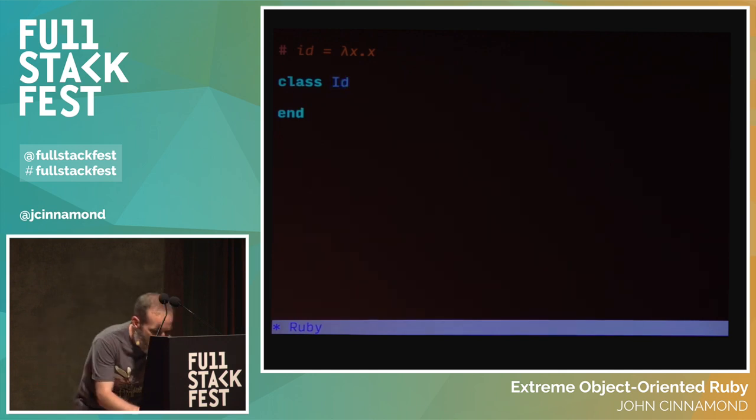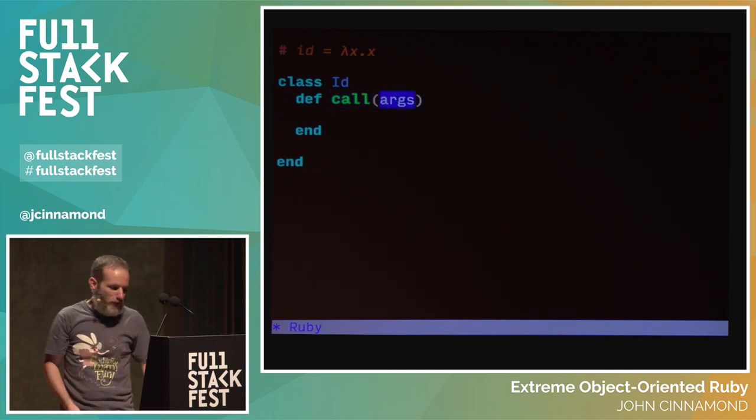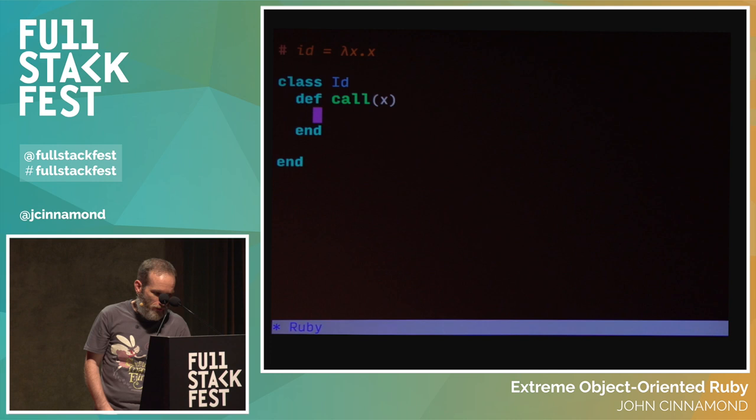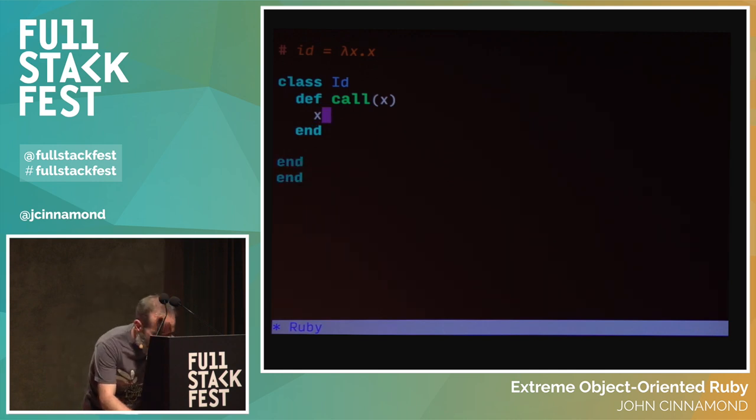Now, I'll always create a single method inside here called call. This takes a single argument. In this case, I'm going to call the argument x to match the lambda abstraction above. And then the body just follows the thing after the dot. So I'll return an x. Okay, and that's it. That's how we convert it.